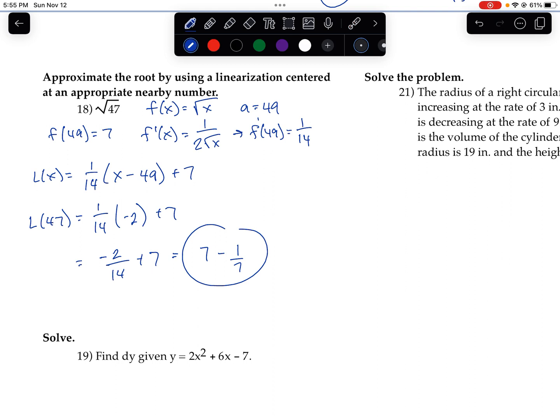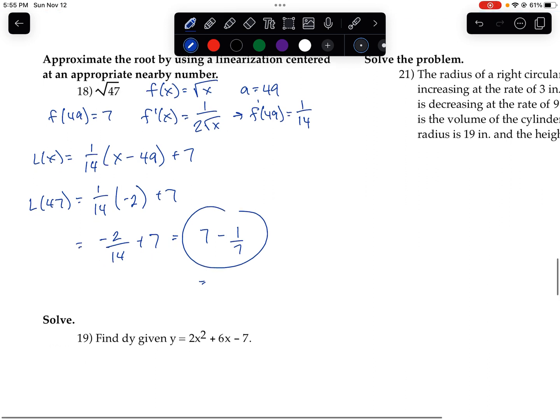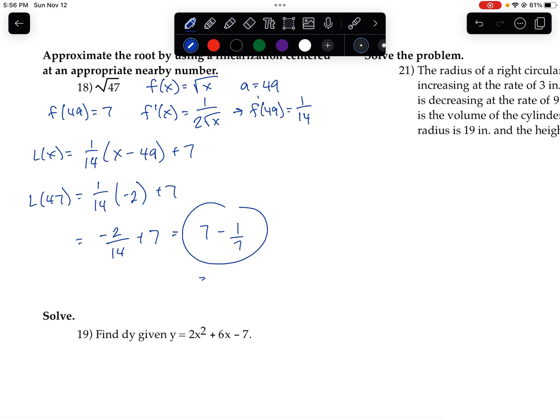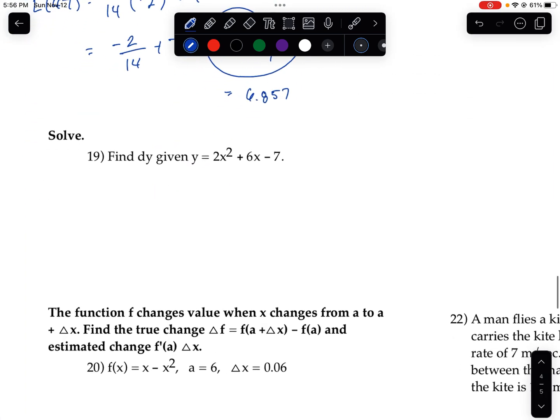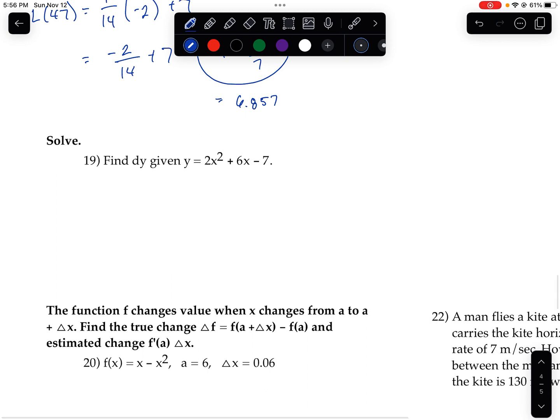It's funny, if we plug that into a calculator, which kind of defeats the purpose of what we just did, but whatever, that's what the key has. The key has the answer in decimal format. So it's going to be equal to 6.857.